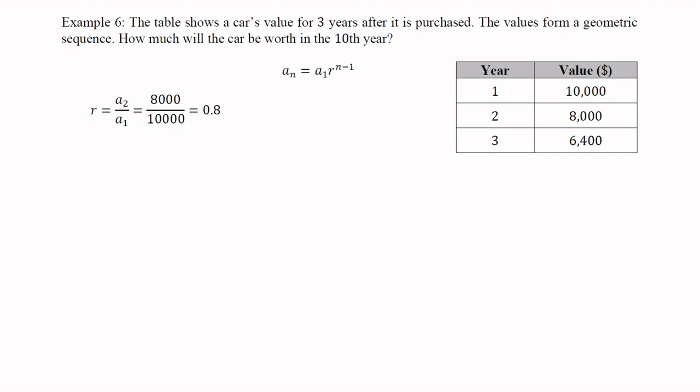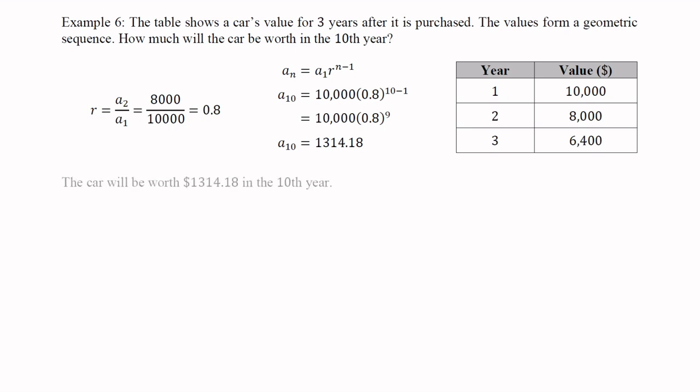Then we are going to plug in our first term, which is 10,000, our r, which is 0.8, and our n, which is going to be 10, because we want to know the 10th year. Then we simplify and solve to find that the car would be worth about $1,314.18. So that is what the car is estimated to be worth in the 10th year.